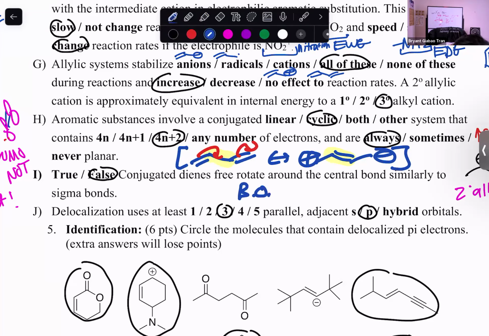Delocalization uses at least 3 parallel adjacent p orbitals, right? Because delocalization is going to be a network of at least 3 parallel p orbitals. 1, 2, 3. Yeah. Any questions on that? I think we went over that a lot in the last videos or office hours.